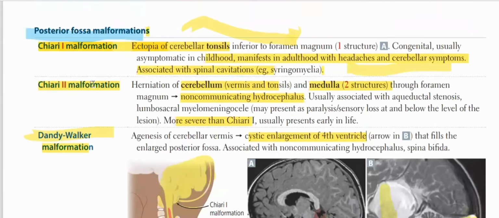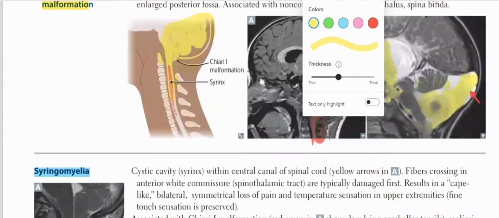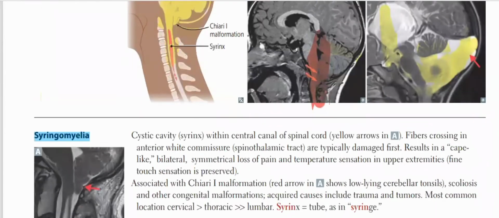That is all we discussed about the posterior cranial fossa malformations, and now we will discuss the last but not the least, which is syringomyelia. Now, what is syringomyelia?